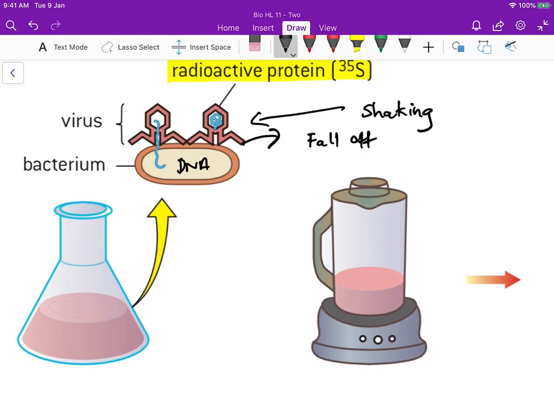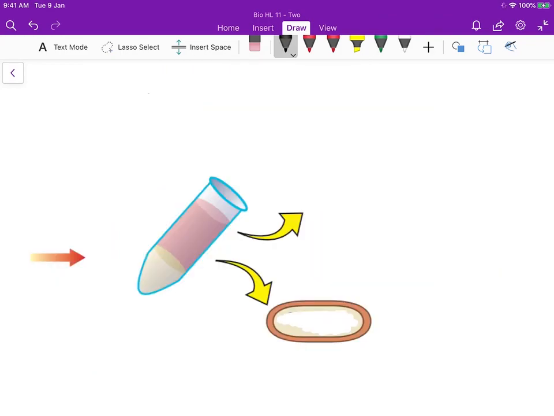And so now what we've got is separated the bacteria and any parts of the virus which were just outside and attached to the membrane. Because the virus attaches by binding to receptors. And so now through blending it would fall off. Then what they did was they spun it around at high speed. And this is called a centrifuge.